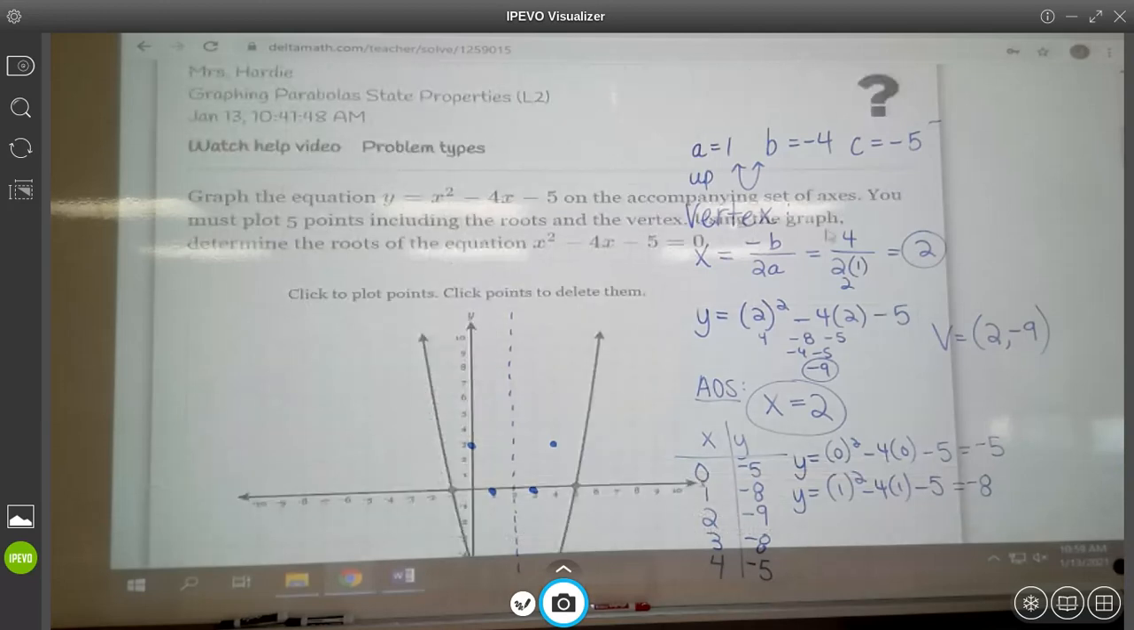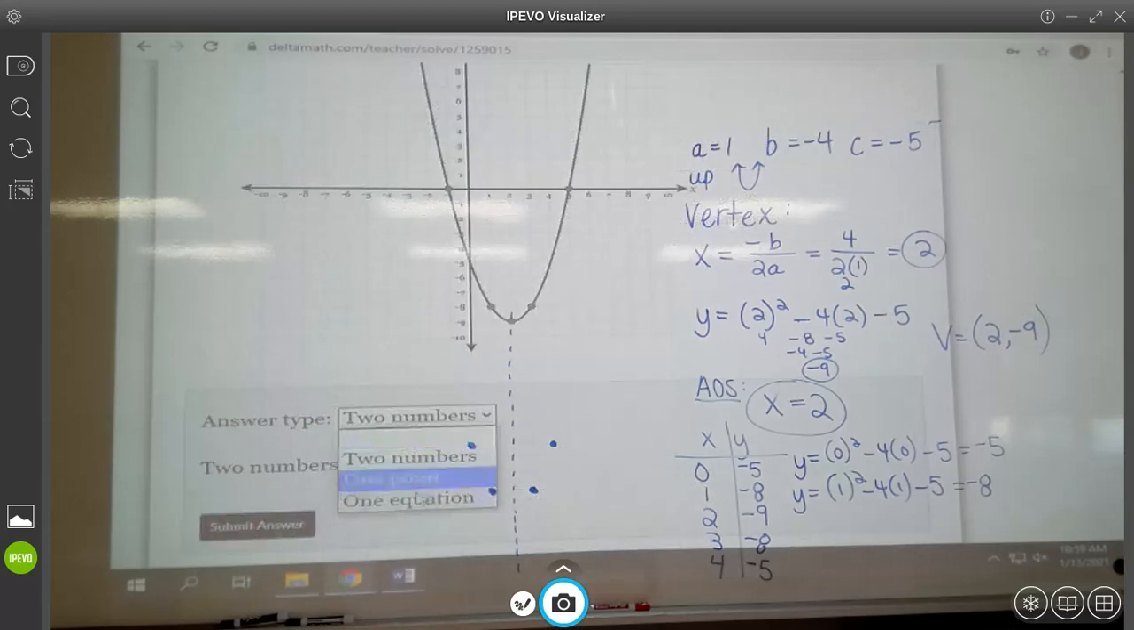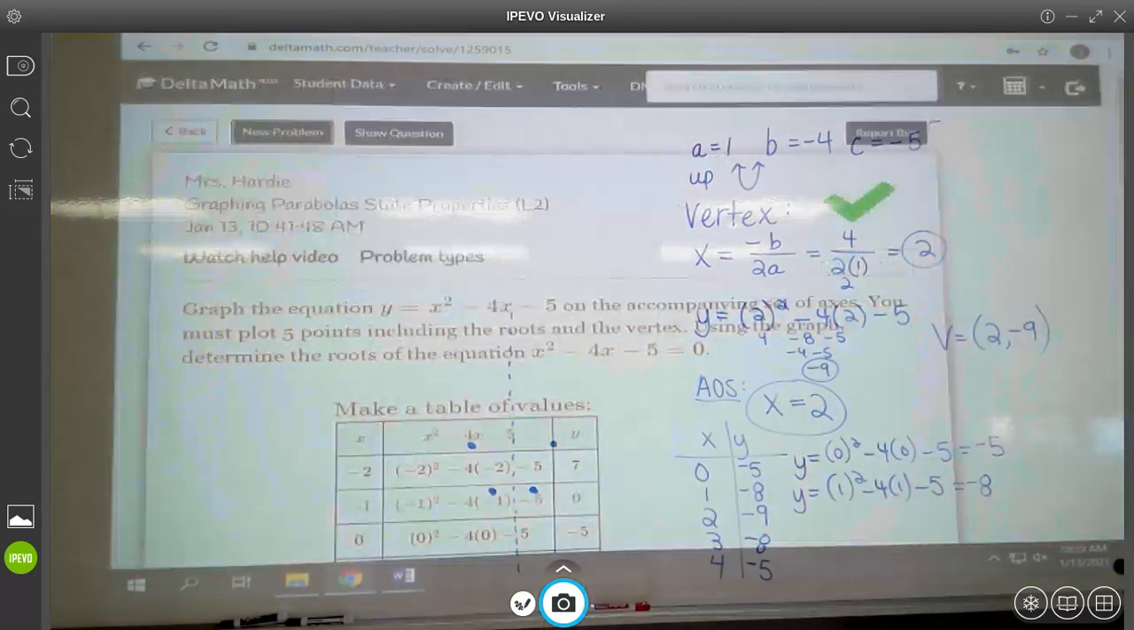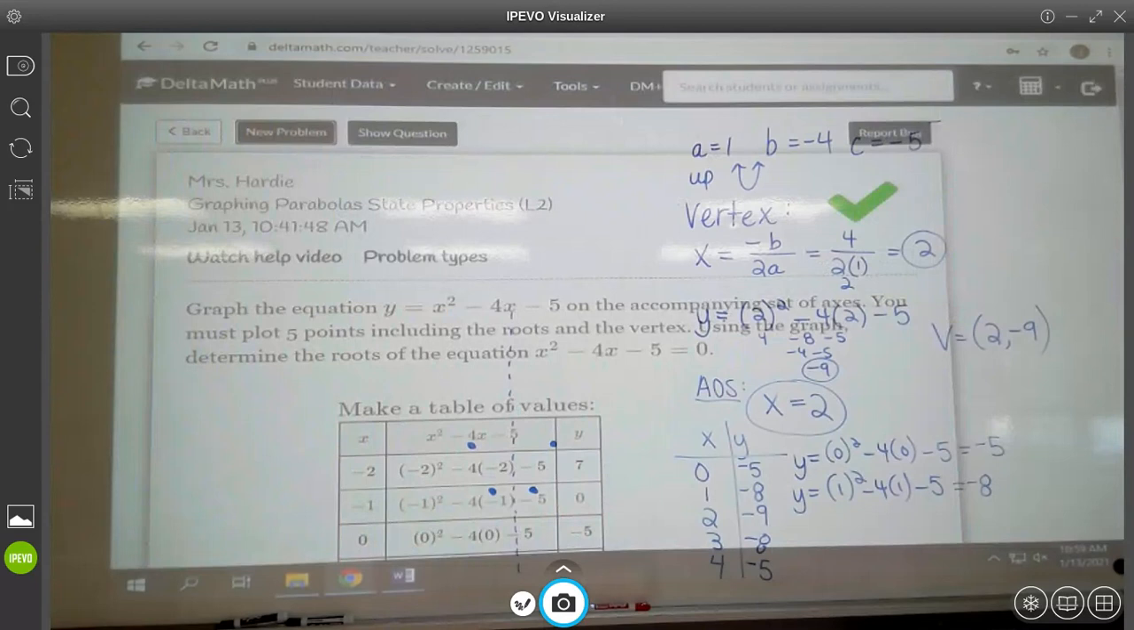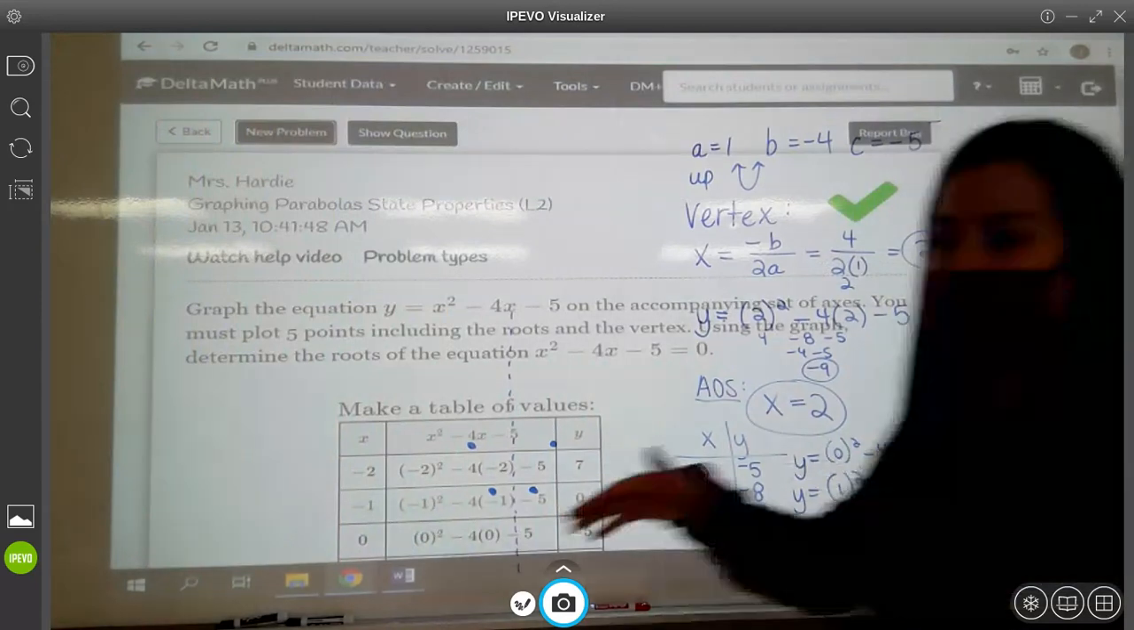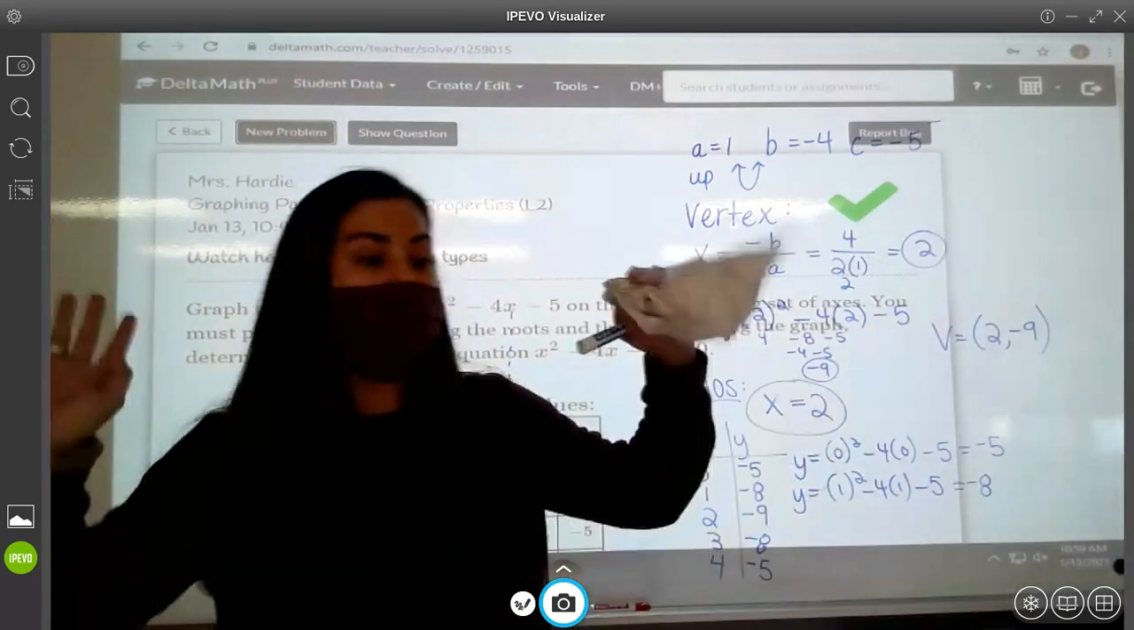If the second part of the question asked, find the axis of symmetry, then the answer type would be one equation. It would be the equation x equals 2 here, our AOS. All right? So those are the only 3 things they're going to ask. They're going to ask for the roots, the vertex, or the AOS. So when they ask for the roots, click 2 numbers and put those numbers in. They don't make you write them as an ordered pair here. And then you can hit submit answer, and we're good to go. Because I would hate to see you guys get this one wrong when your graph is right because you didn't have your x-intercepts plotted as dots.